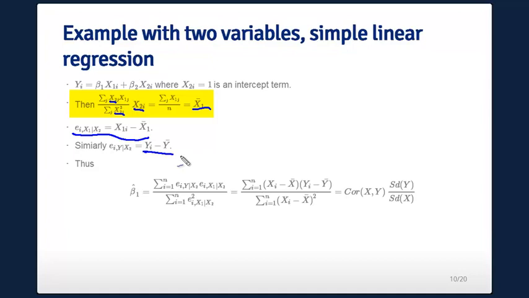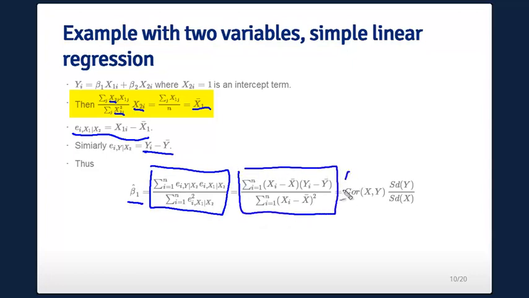Okay? And so our beta 1 hat works out to be this equation with those residuals. If we plug into them, then we get exactly the formula that we know and love at this point.